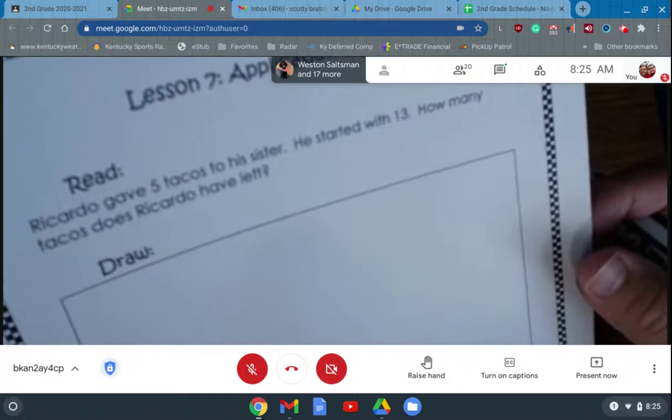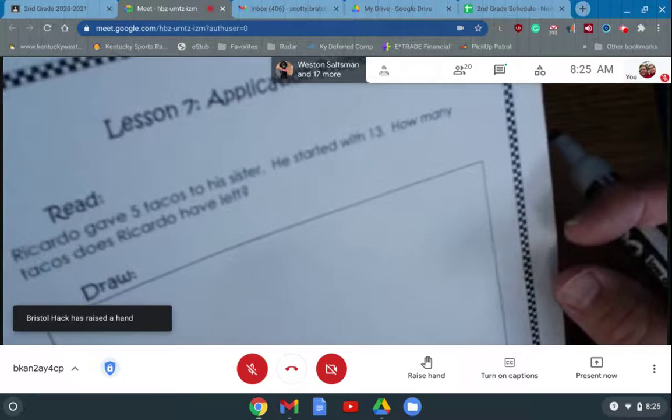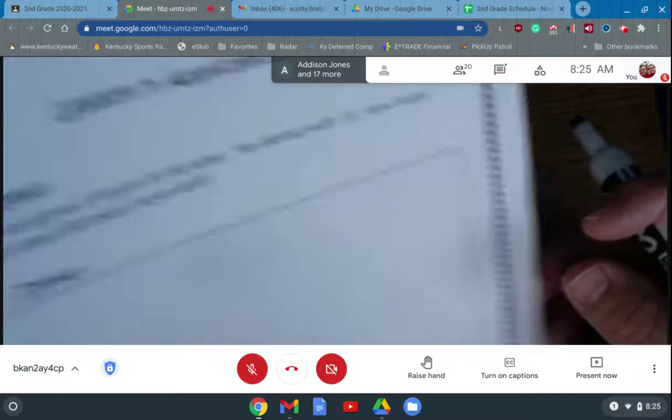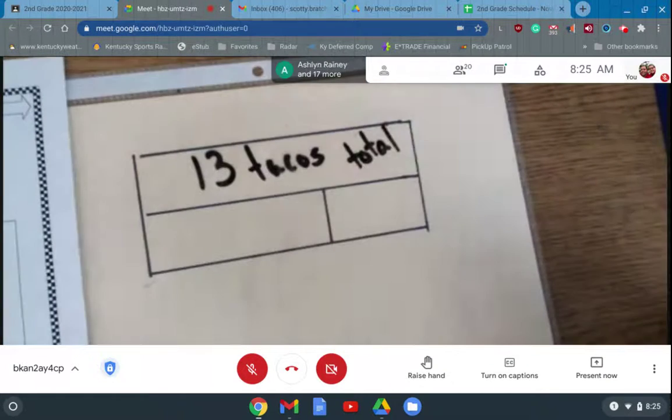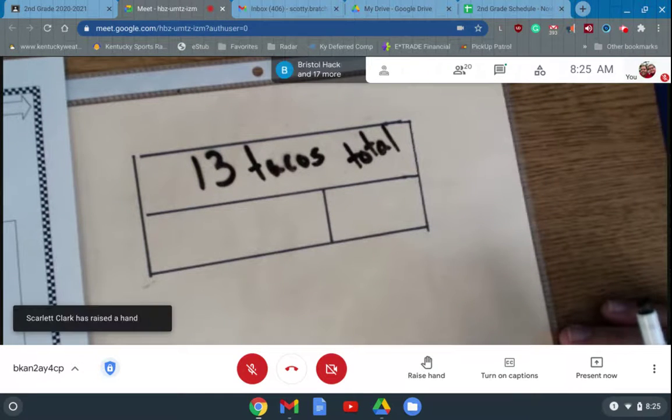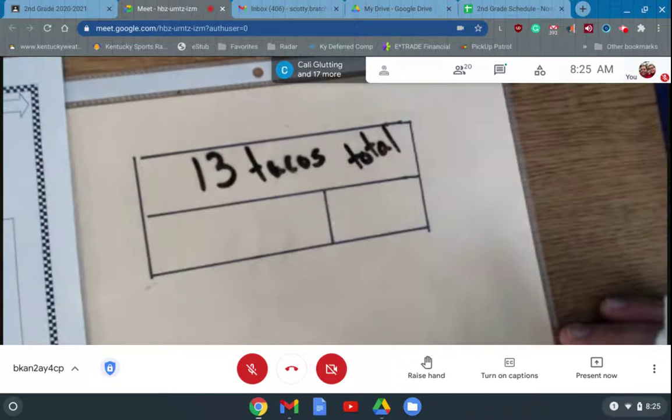Ricardo gave 5 tacos to his sister. He started with 13. How many tacos does Ricardo have left? So how many did he give to his sister? Who can tell me? Addison. 5. He gave 5 tacos.